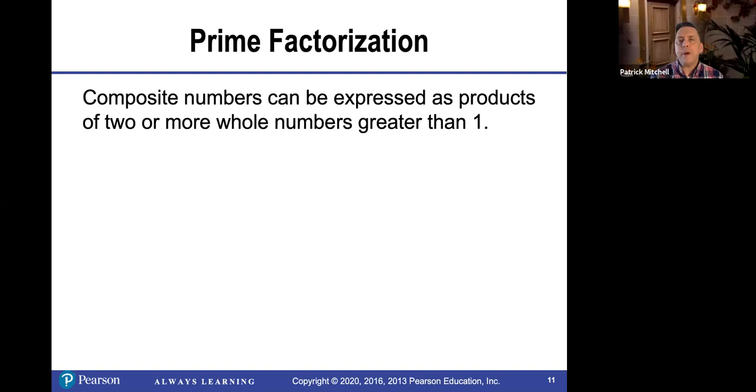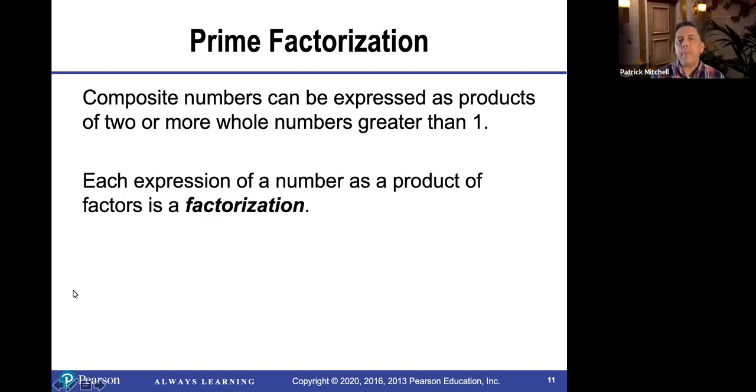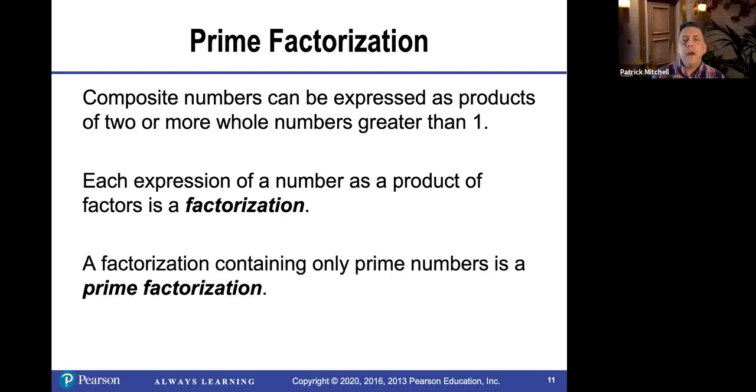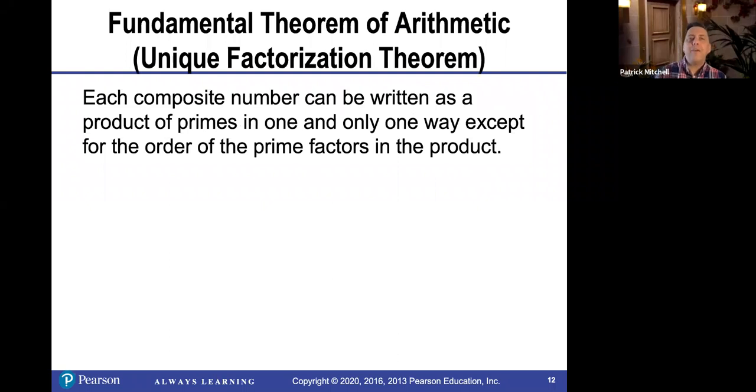Composite numbers can be expressed as products of 2 or more whole numbers greater than 1. Each expression of a number as a product of factors is called a factorization. A factorization containing only prime numbers is called a prime factorization. All right, so here's where we come to the fundamental theorem of arithmetic. Sounds very important, and it is. Each composite number can be written as a product of primes in one and only one way, except for the order of the prime factors in the product.